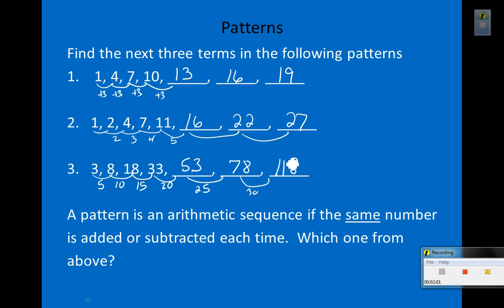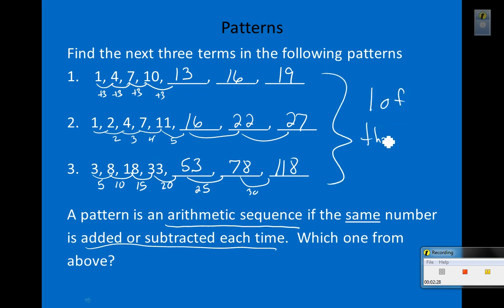But what I'd like to concentrate on today is a certain type of pattern called an arithmetic sequence. A pattern becomes an arithmetic sequence if the exact same number is added or subtracted every time. Only one of these is an arithmetic sequence. Some people try to pronounce this arithmetic. Really, it's arithmetic. Well, hopefully you thought, and number 1 is my only arithmetic sequence because of this plus 3, plus 3, plus 3, plus 3. The others have a pattern that we can figure out, but it's not using the same number every time.